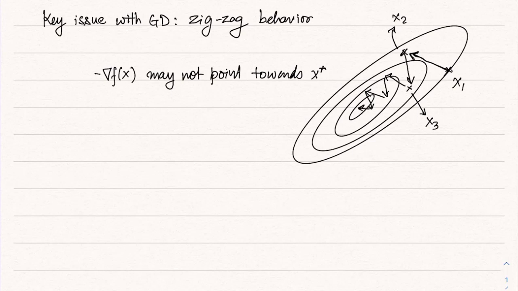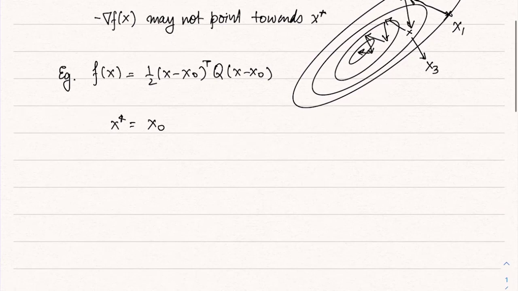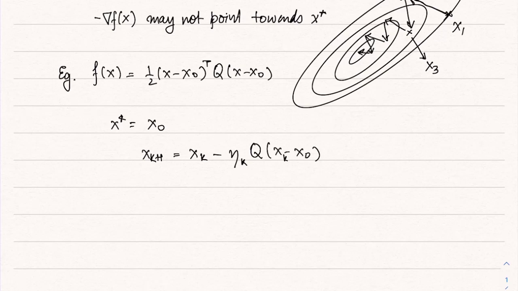So for example, we can give a concrete example of this. Let us consider f of x as this function, (x minus x naught) transpose Q (x minus x naught). Now obviously we know that the optimum is equal to x naught in this case, and Q is some matrix, right? So this is a quadratic form. The gradient descent updates for this are given by x_{k+1} equal to x_k minus eta_k times Q times (x_k minus x naught). So these are the gradient descent updates.